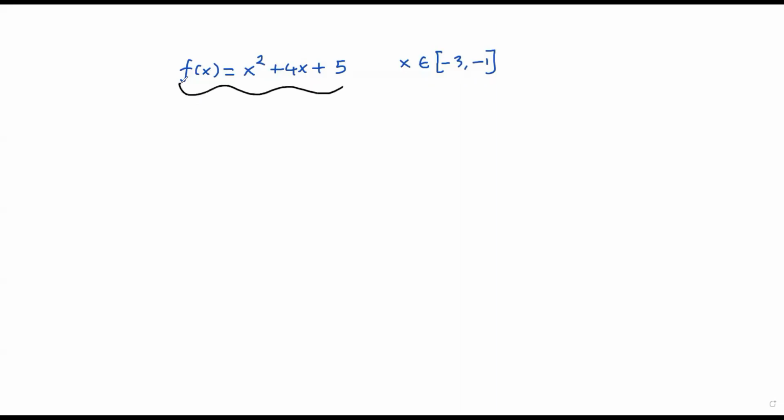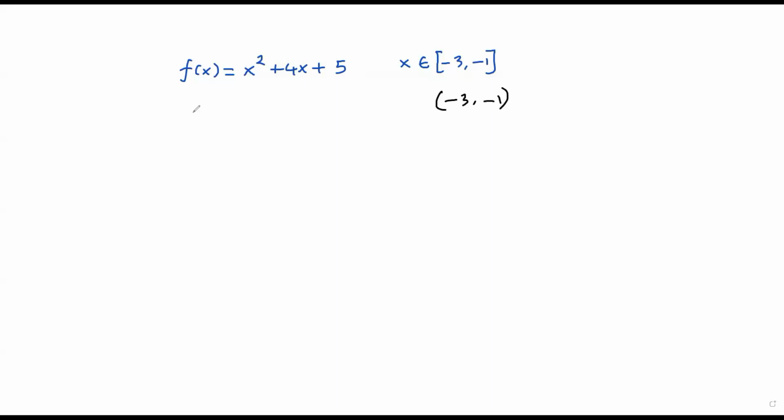It's a regular polynomial function, so it's continuous for all real values of x. So the given function is defined and continuous on the closed interval negative 3, negative 1. So the first condition of Rolle's theorem is met, and the second condition is we have to check this function is differentiable over the open interval negative 3, negative 1.